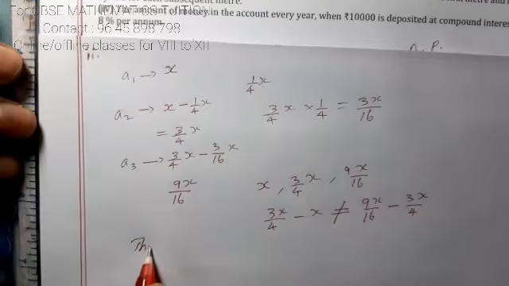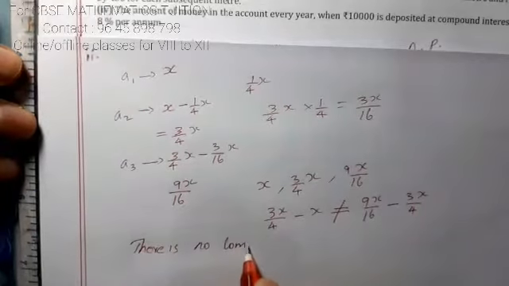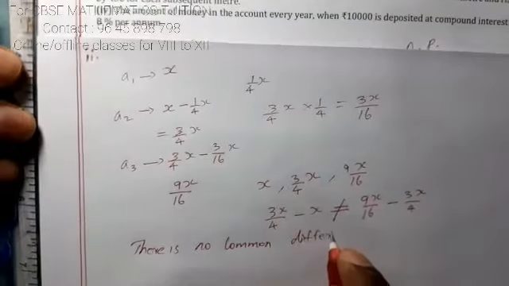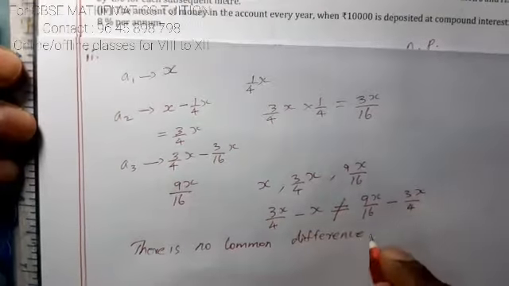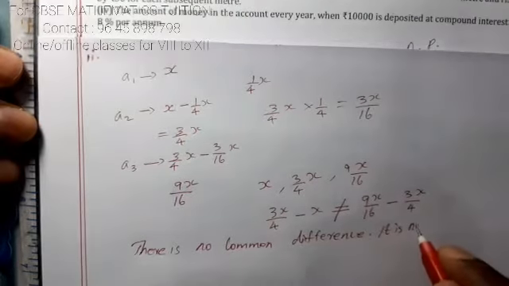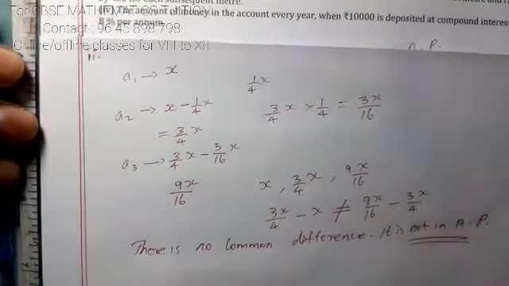There is no common difference. If there is a common difference, then only it will be AP. Therefore, it is not in AP. It is not in arithmetic progression. Okay.